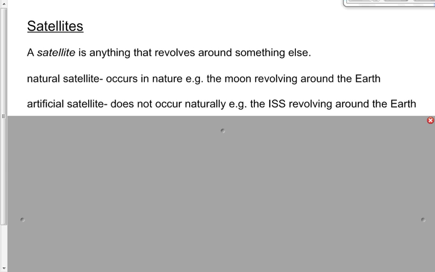In the end, they all experience a centripetal force, and in the end, it's always caused by the force of gravity. So in the end, what we're going to do for satellites is end up setting those two forces together.